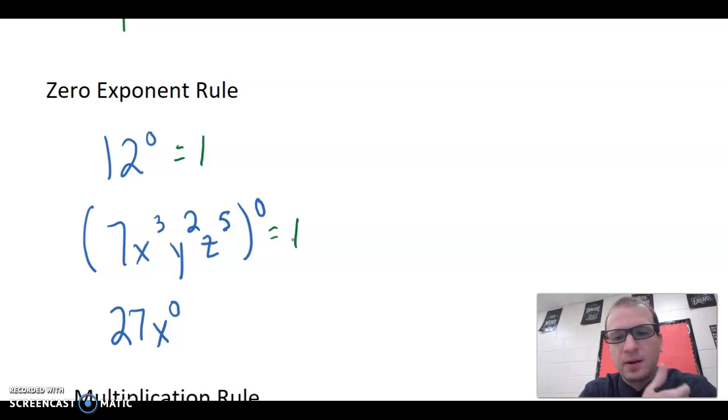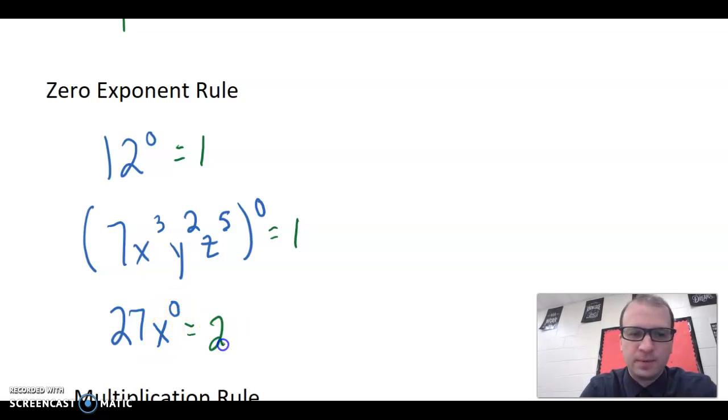And the third one, you might think our answer is going to be 1 because it seems like everything's equal to 1. But that only happens when we have a quantity taken to the 0 power, and only that quantity taken to the 0 power. So here the whole thing was taken to the 0 power. Here the whole thing was taken to the 0 power. But on this one, it's not. Only the x is being taken to the 0 power. So that part turns into a 1. The 27 doesn't. We take 27 times 1, which would give us 27.